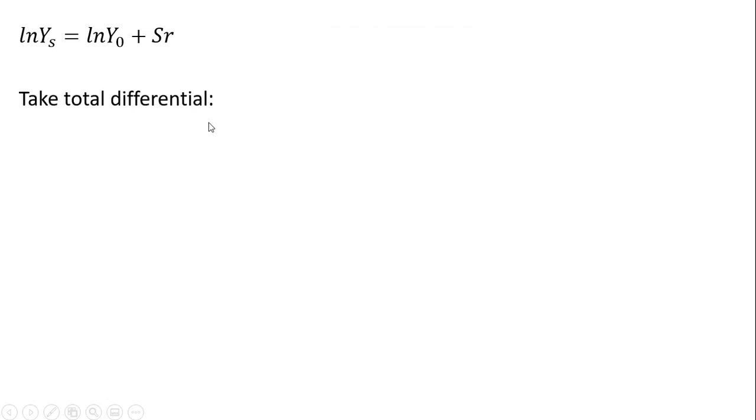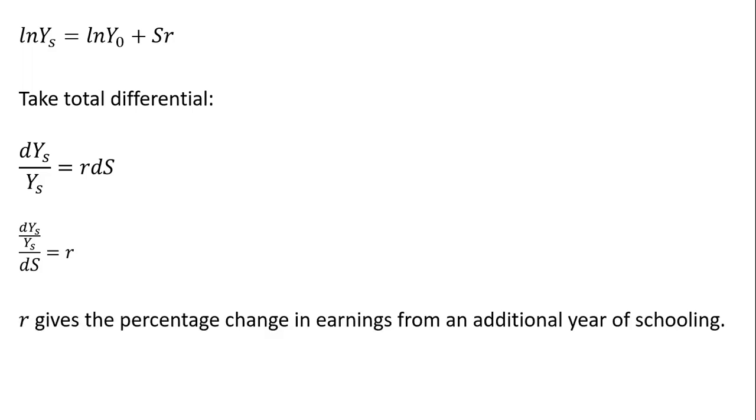If we take the total differential of both sides of the equation and divide through by the change in S, or dS, we see that R again represents the percentage change in earnings from a 1 unit change in schooling. So R gives a percentage change in earnings from an additional year of schooling.